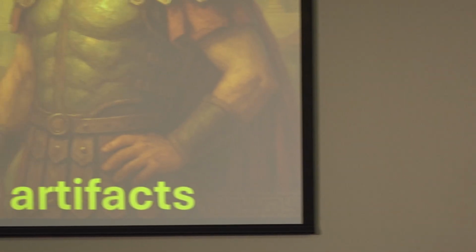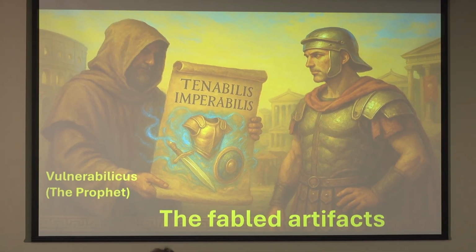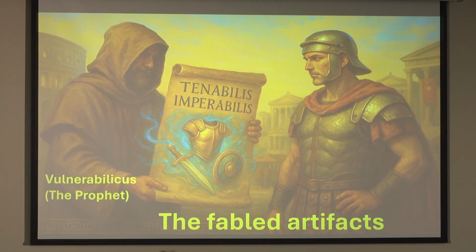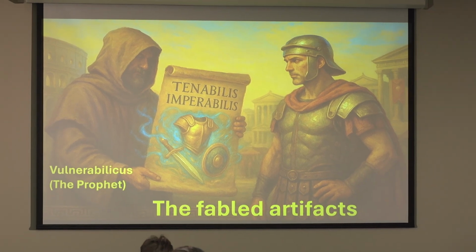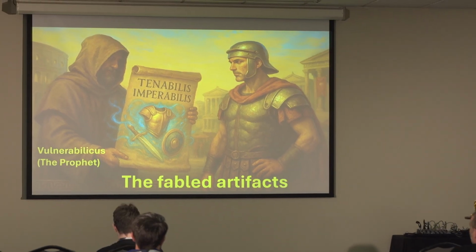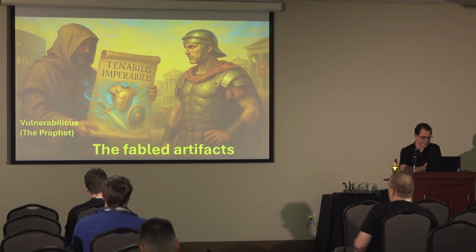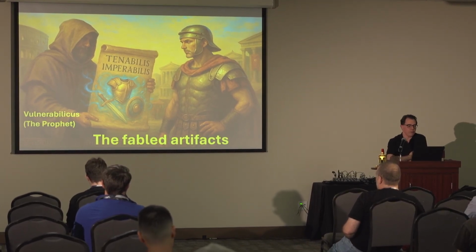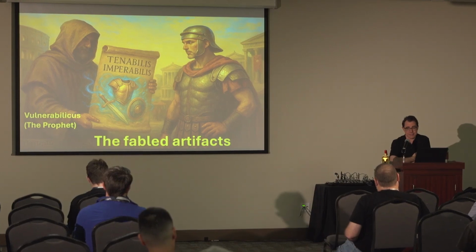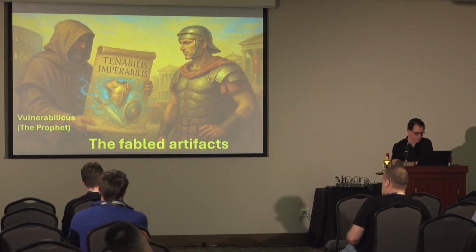So how do you get the results from all the servers to do this sort of thing? Our hero is looking for ideas and advice, and he runs into Vulnerabilicus, the prophet, who is whispering of the glory of magic artifacts, Tenabilis, Imperabilis. This may be a play on a vendor in this space, in threat and vulnerability management. He's saying, if you get these magic artifacts, this will be really easy. Just get these and all your problems are solved.